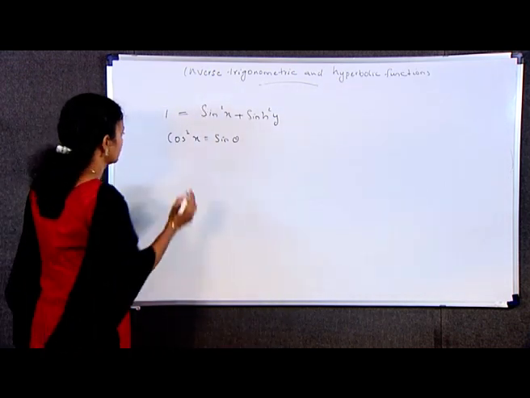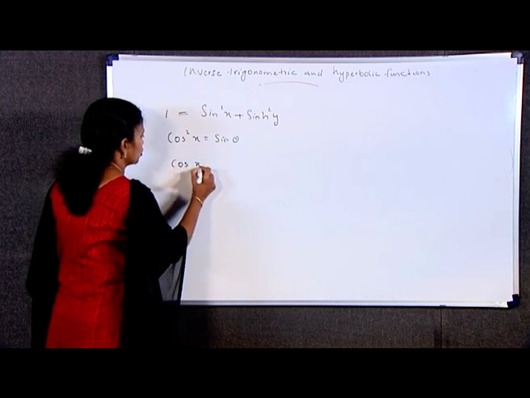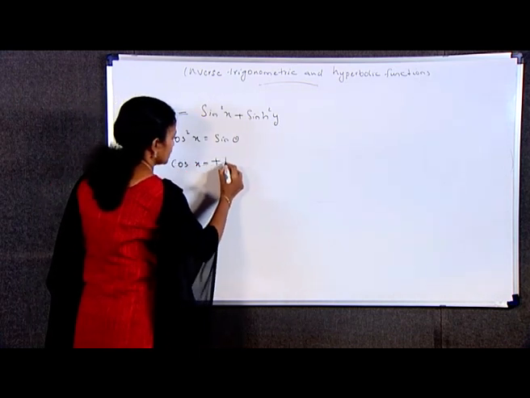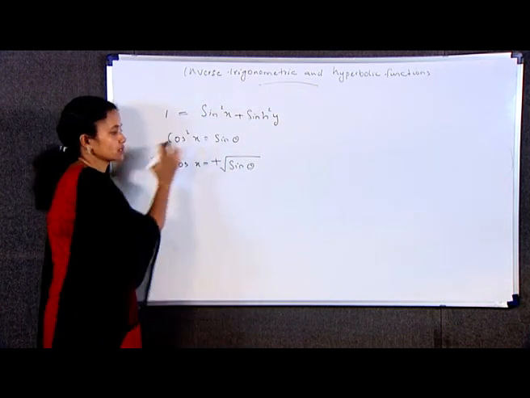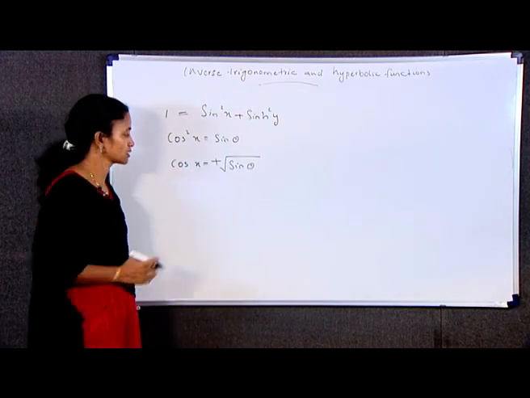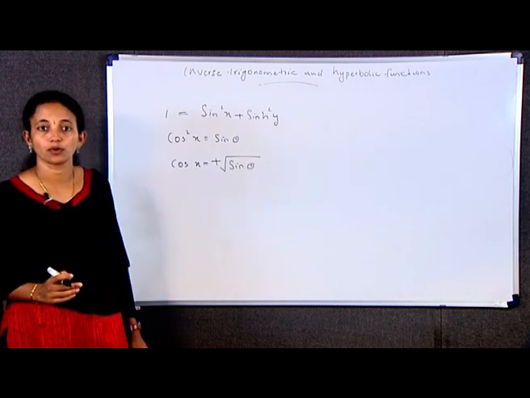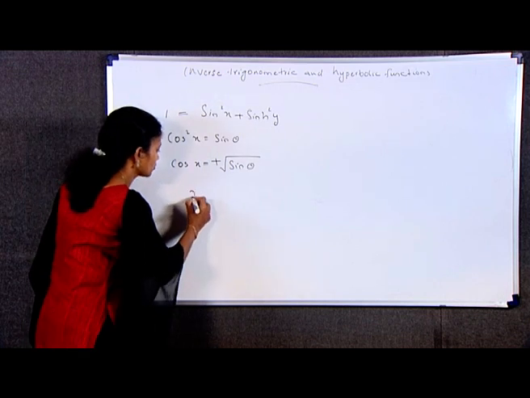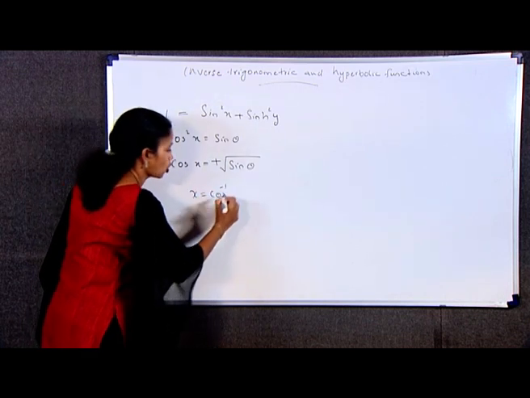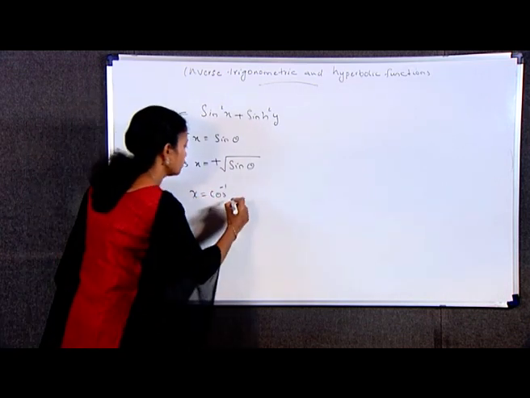From this we can write cos x is equal to plus square root of sin theta. That is, here we have cos square x is equal to sin theta, so cos x is equal to plus square root of sin theta. Hence we can write x is equal to what? Cos inverse of square root of sin theta.